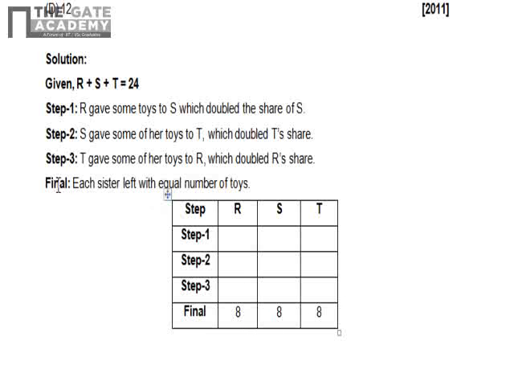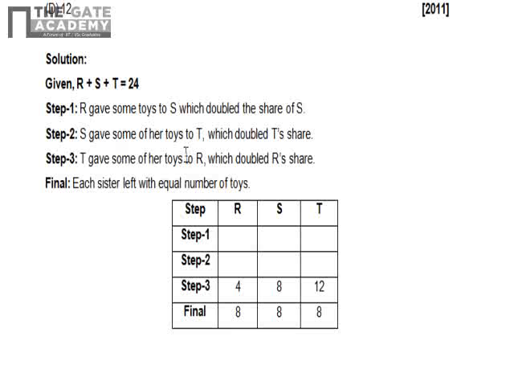Now we'll go in reverse order. What is step 3? T gave some of her toys to R, which doubled R's share. That means R initially had 4 and T had 12. And in this step, S remains unchanged.